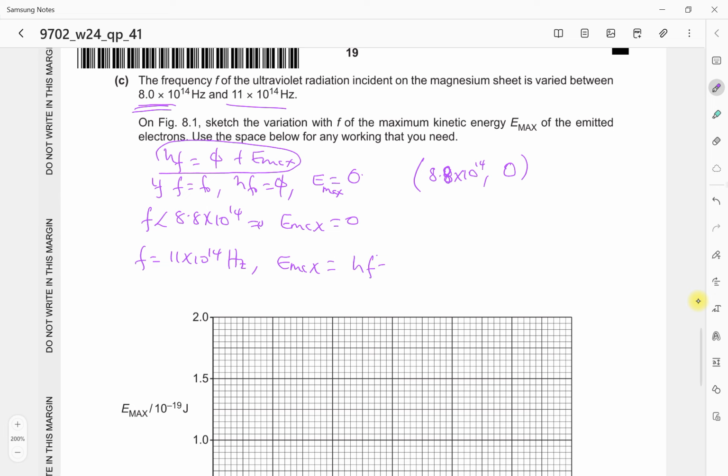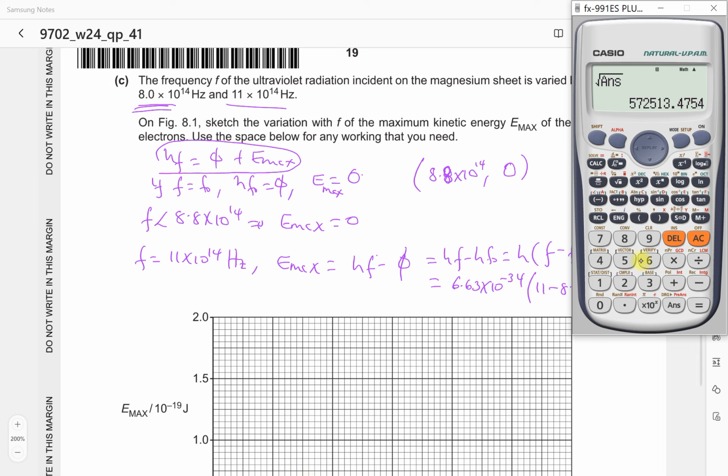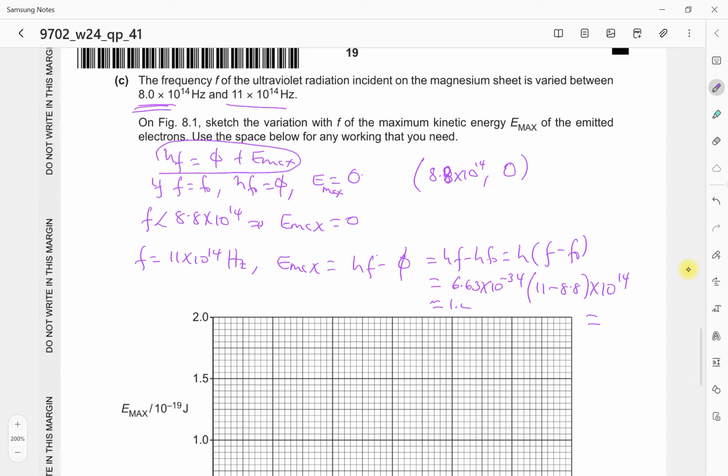So this is going to be hf minus the work function, which is the same as hf minus hf naught, which is h into f minus f naught. Therefore, it is going to be 6.63 times 10 to the power of minus 34 into 11 minus 8.8 times 10 to the power of 14, which is equal to, so 11 minus 8.8, answer times 10 exponent 14 times 6.63 exponent minus 34. So that is 1.458, approximately 1.46 times 10 to the power of minus 19 joules.